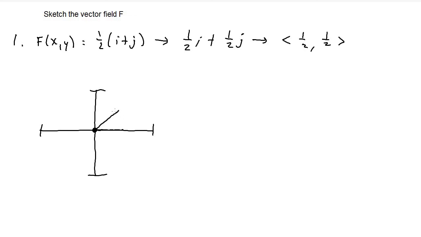The vector is going to look like this. At 1, 0, it's going to look the same thing. At -1, 0, same thing. At 0, 1, same thing. And at 0, -1, the exact same thing. And at all other points. So this is going to be an approximate vector field for this first problem.